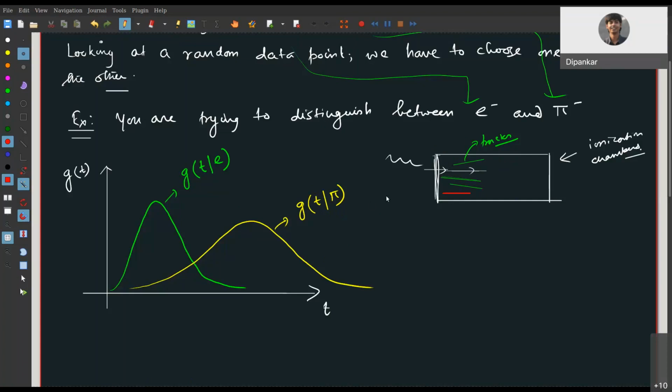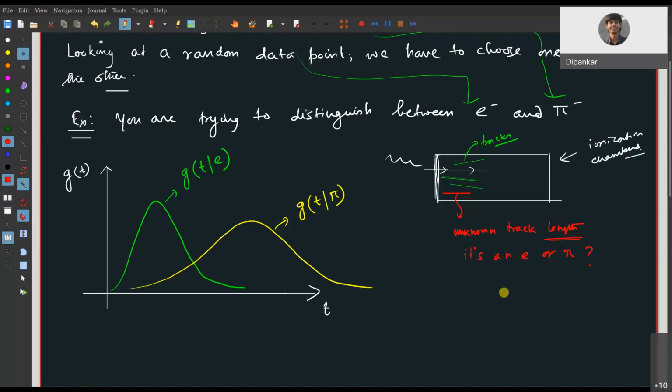Now, the essential idea, how to do it. It depends on making a decision. So you have to make a decision for this unknown. This is my unknown particle, this is my unknown track length, and I have to assign whether it is an electron or a pion. Okay, so this is what I have to decide.